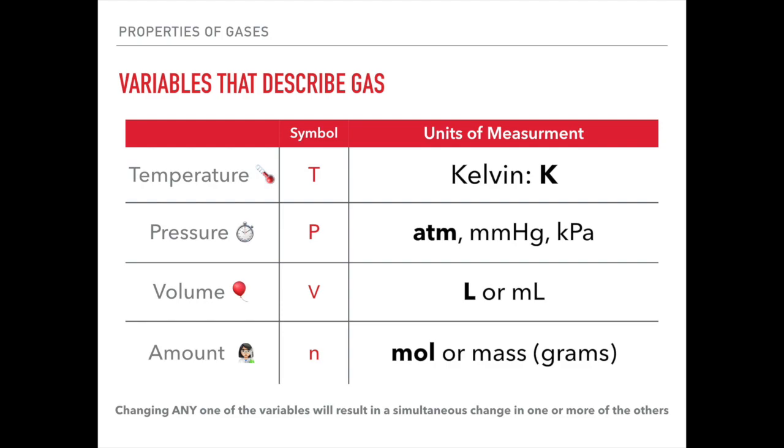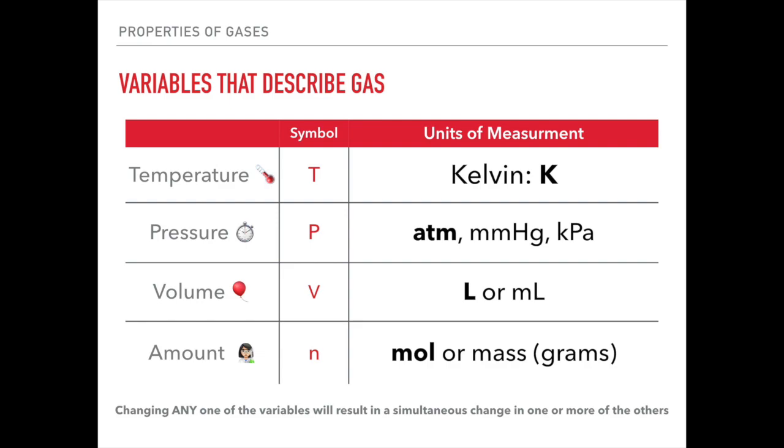In chemistry, we don't use degrees Fahrenheit, we use degrees Celsius, but in case of gases, we will use Kelvin, with an uppercase K. This is the one that we're going to use because it doesn't involve negatives. As far as pressure, it is measured in ATMs, which is atmosphere. You will also use millimeters mercury and also kilopascals.